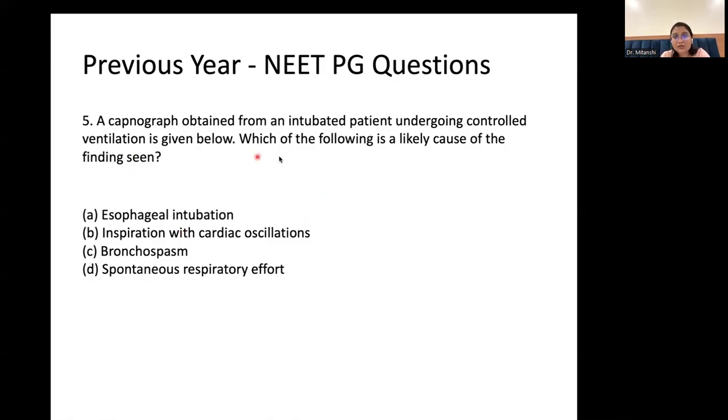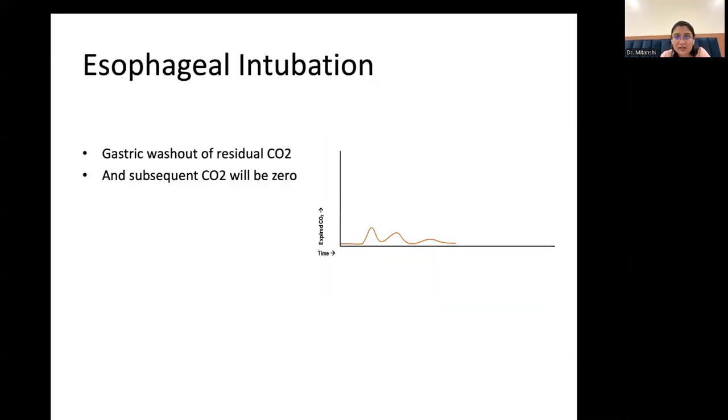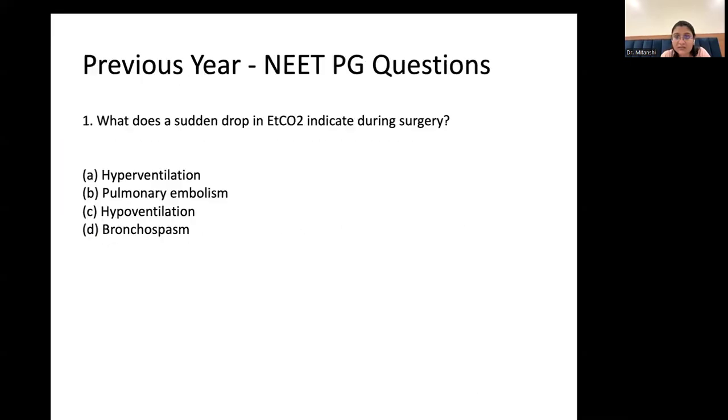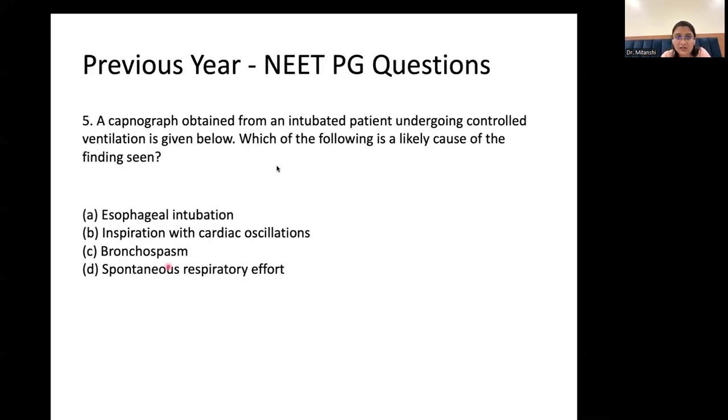Fifth, a capnograph obtained from an intubated patient undergoing controlled ventilation is given below. Which of the following is likely a cause of the finding seen? Okay, I have forgotten to attach the photo here. Wait, okay. But it had esophageal, like we discussed. Wait, I'll show you the graph. Do you see this graph? This graph was given, and so it was an esophageal intubation.